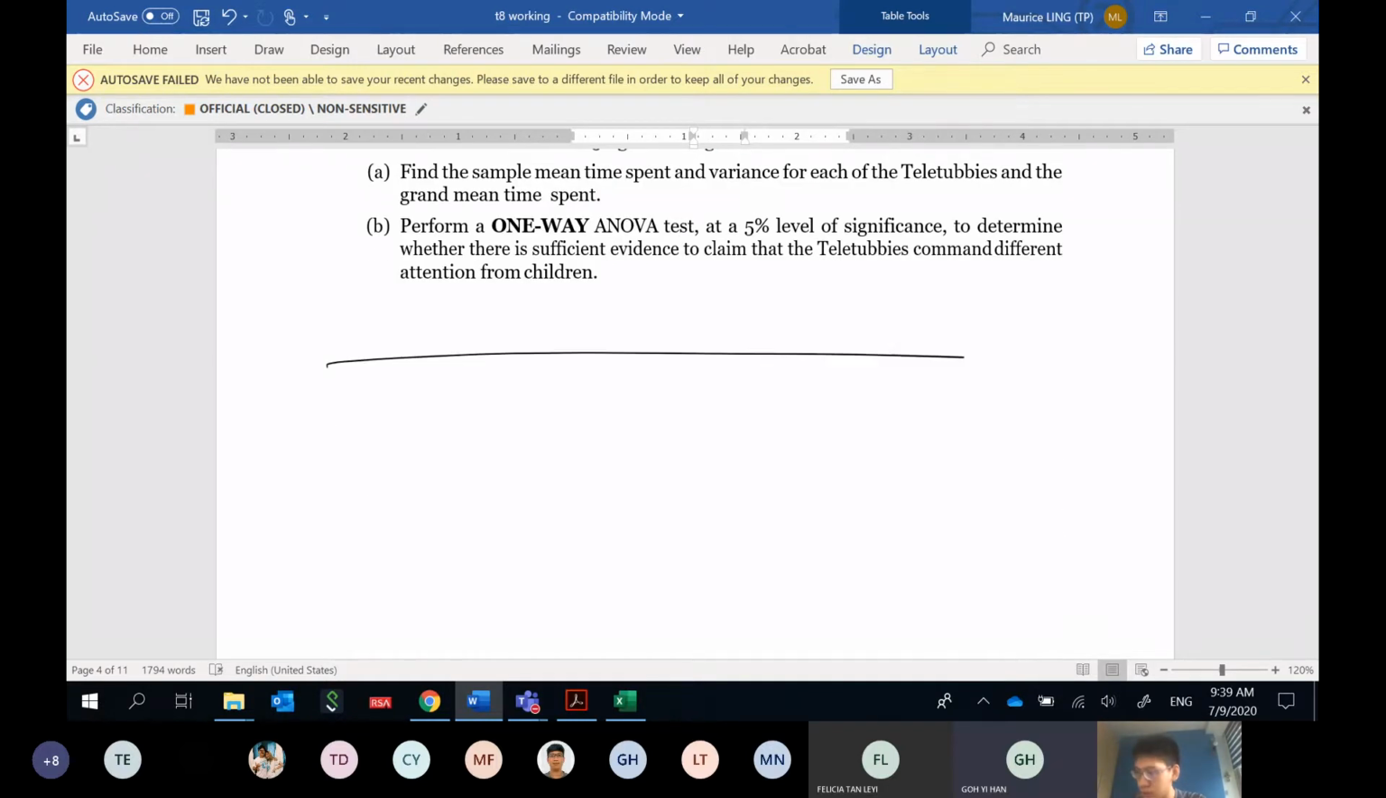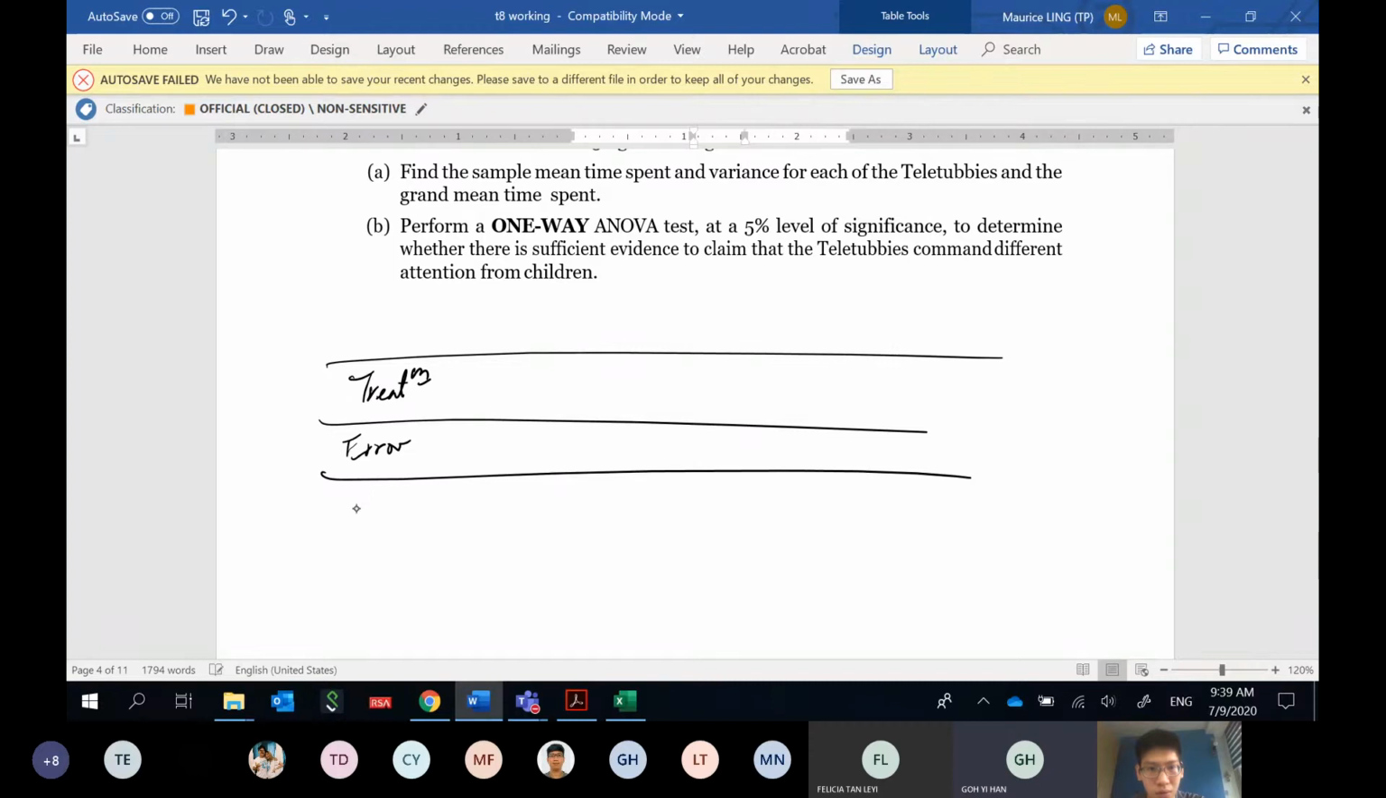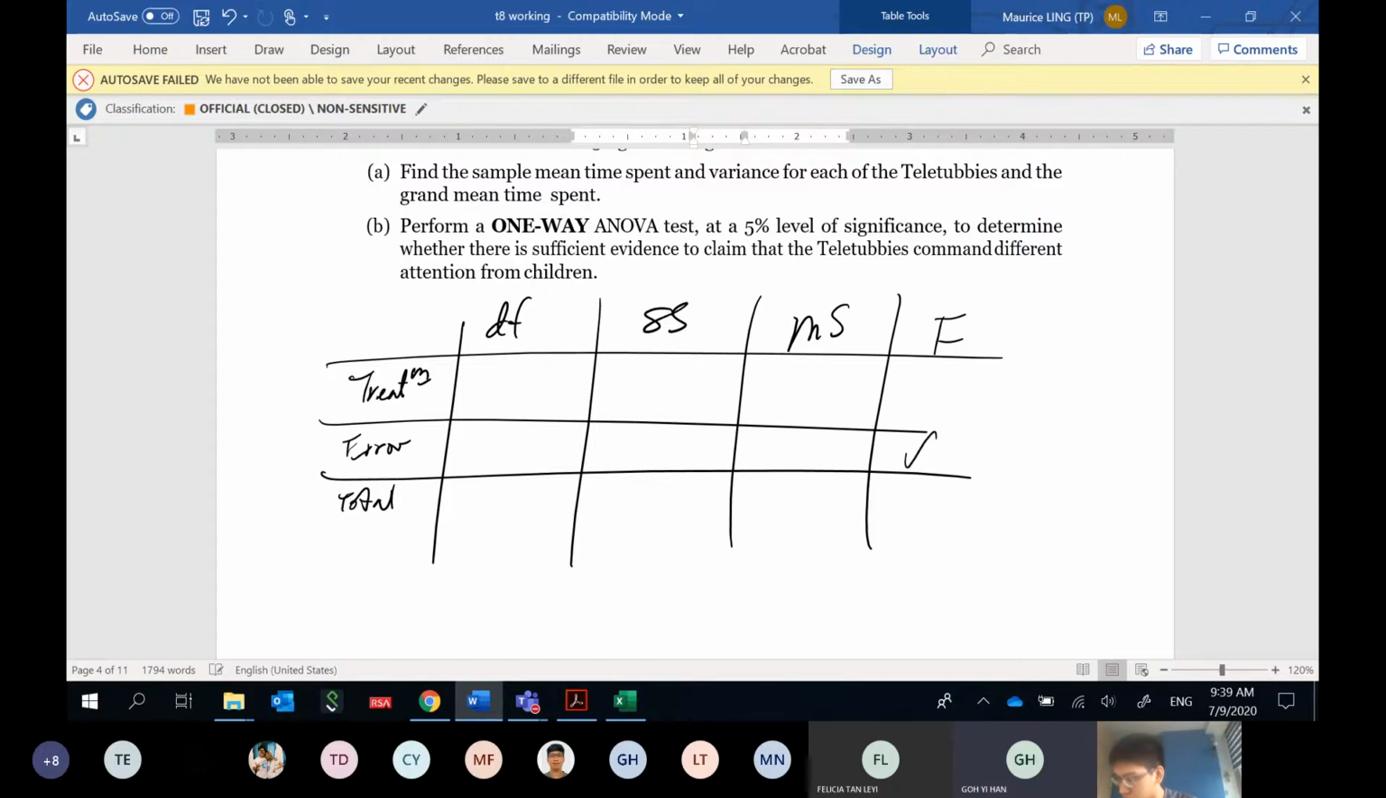Then we go to our table. Treatment, error, total. Let me write down degrees of freedom, sum of square, mean sum of square, and F. Degrees of freedom for treatment is 3. For error is 9.